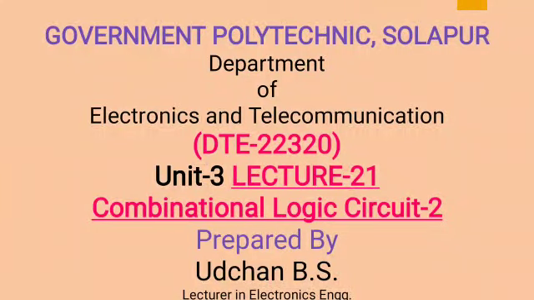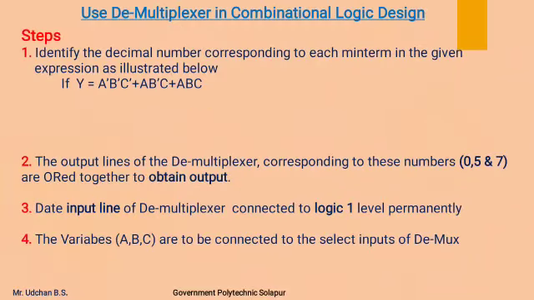Welcome all. In the last lecture, we have seen the problems based on demultiplexer tree. Today, we are going to see the use of demultiplexer in combinational logic design. Here again, there are 4 steps. First, we have to identify the decimal number corresponding to each min term in the given expression.